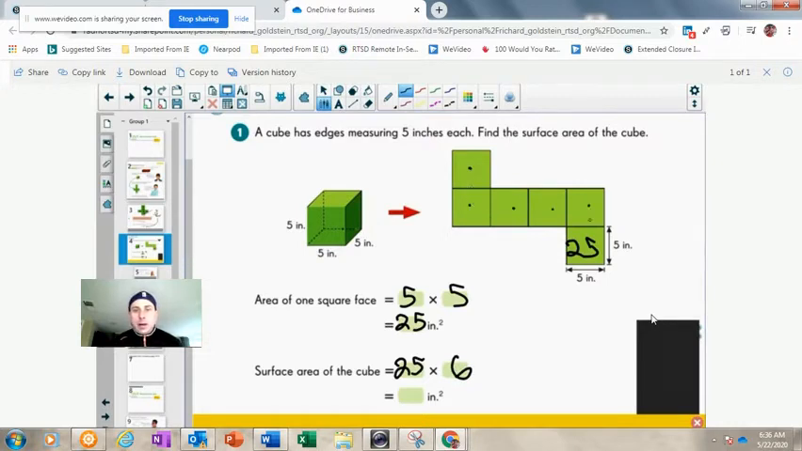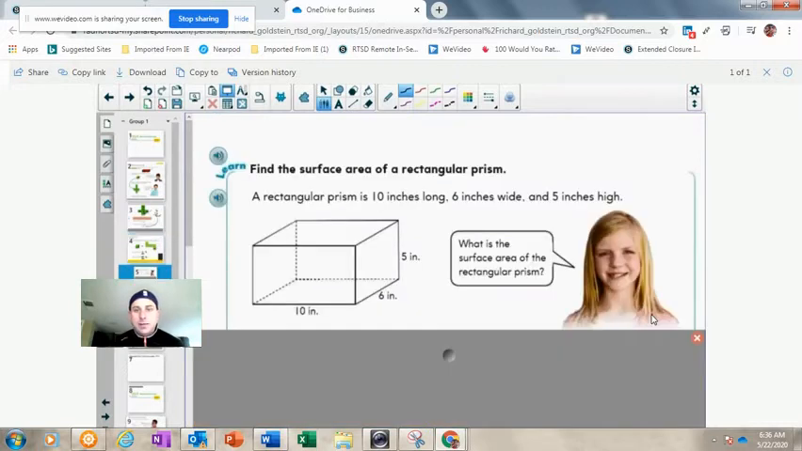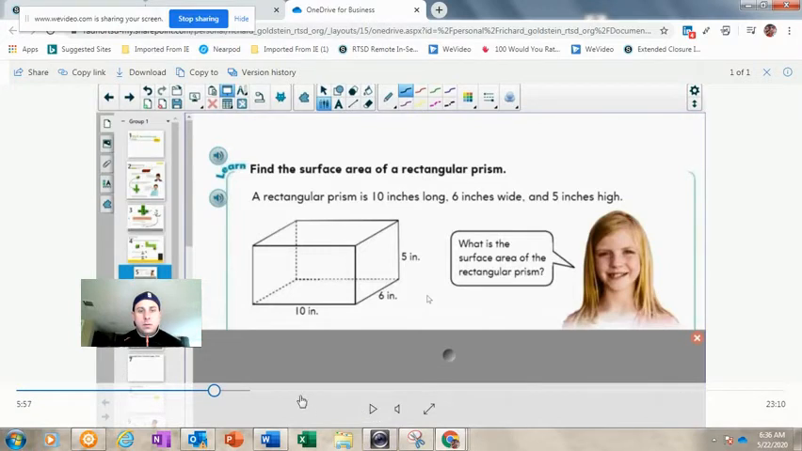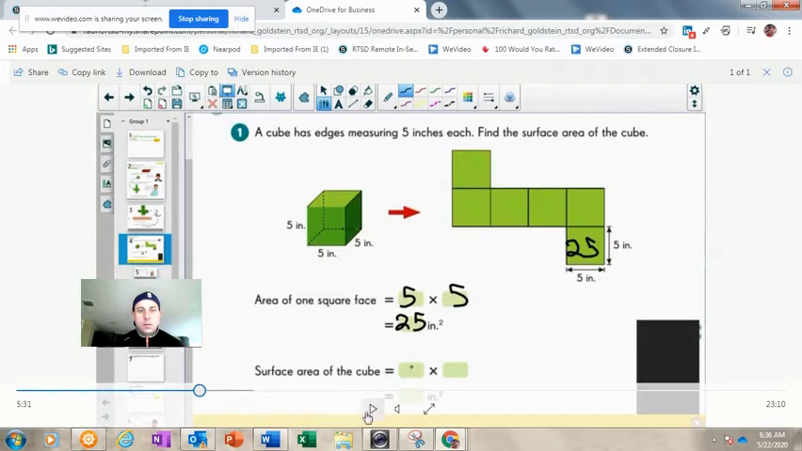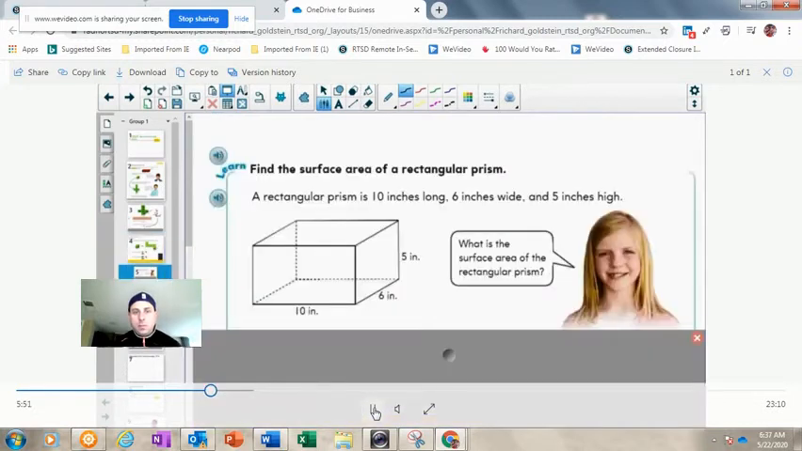So you probably figured out 5 times 5 is 25. So 25 square inches for each square. And then there are 6 faces. So if you do 25 times the 6 faces, you got your answer. You get your answer of 150 inches squared for the cube as a whole.